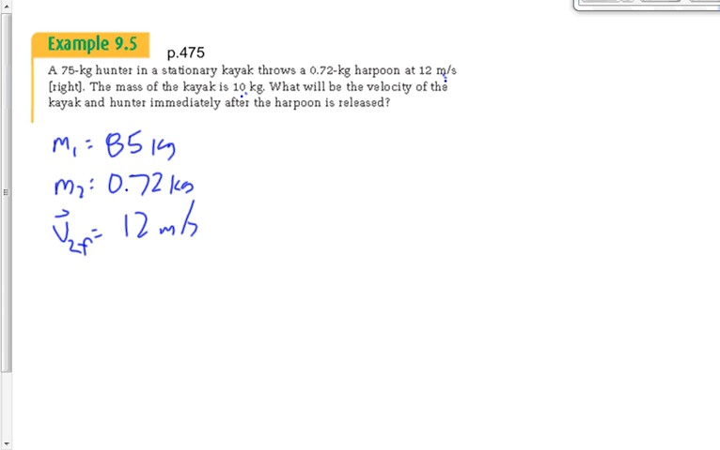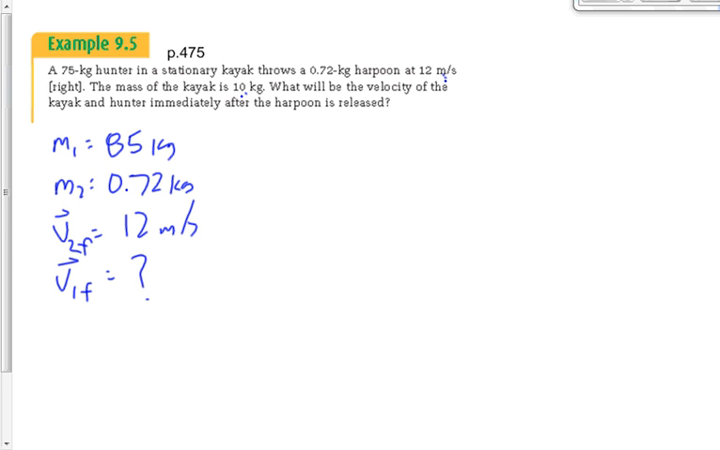Remember, you're picturing it here, guys. You're visualizing it. You're seeing it. Okay, everybody's visualizing that beautiful bearskin jacket on the hunter right now, and this harpoon being thrown off. Okay, the harpoon goes off at 12 meters per second. That's after the event. Okay, that's the final velocity of the harpoon. We want to find V1F.